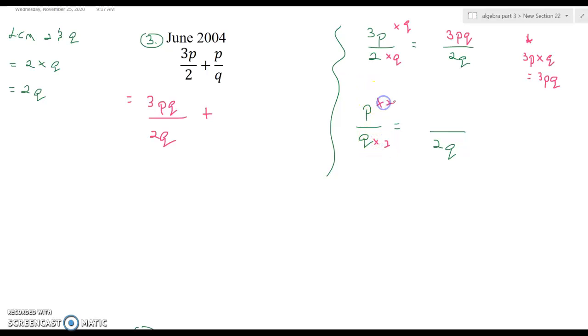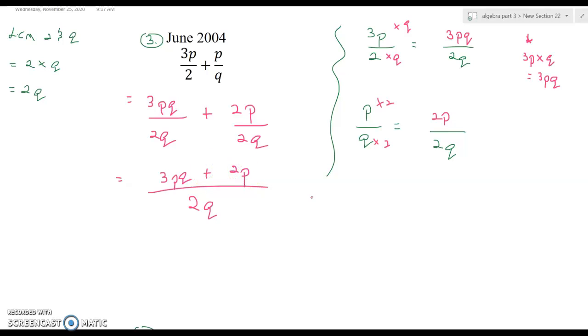And I multiply it up by 2 as well. So p by 2 is 2p. So I'll get that here, 2p over 2q. Again, my denominator is 2q. And I just add it up, 3pq plus 2p.